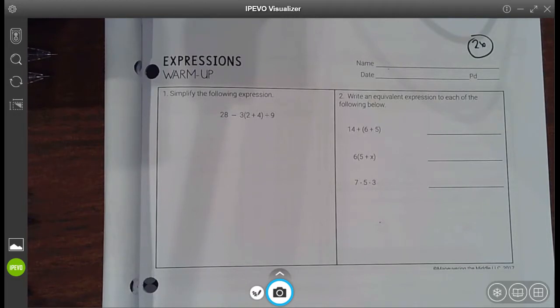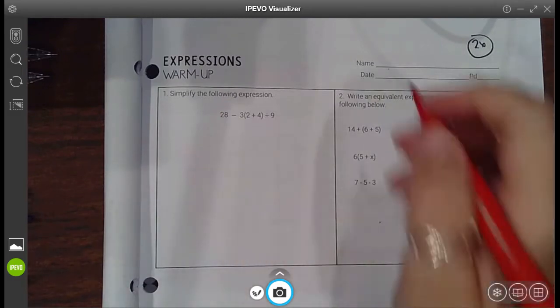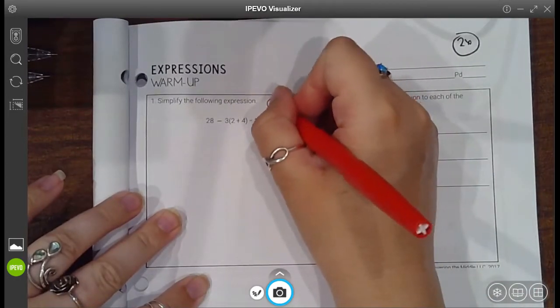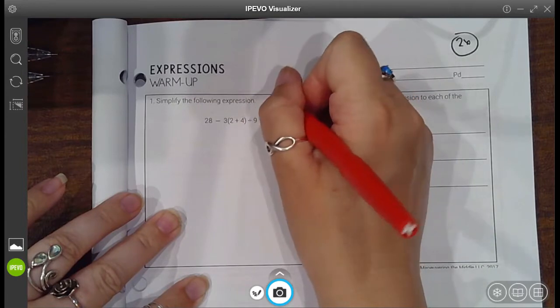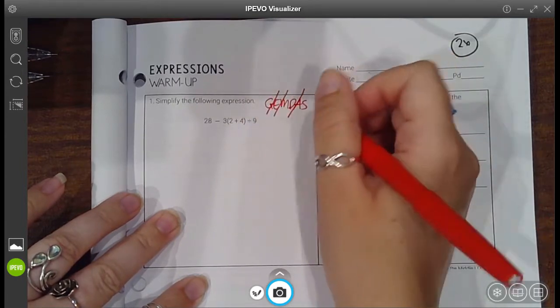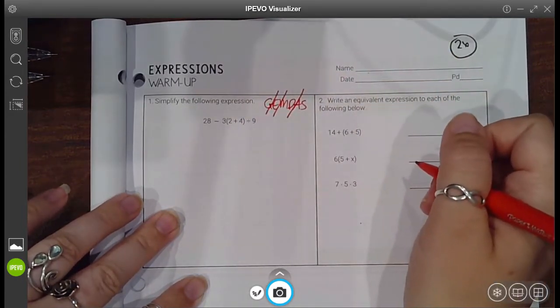Okay, for the very first one, to simplify that expression, we're going to do PEMDAS or GEMDAS. So go ahead and write that little reminder to yourself. Grouping symbols first, then exponents, multiplication or division, and then addition or subtraction.